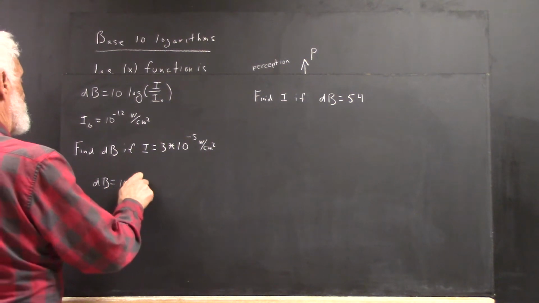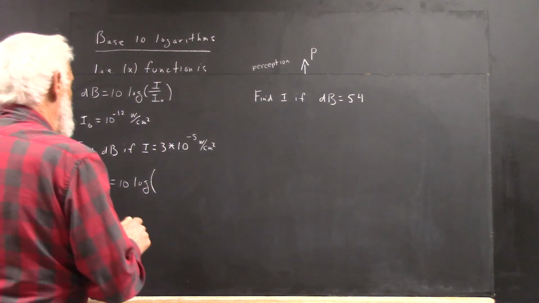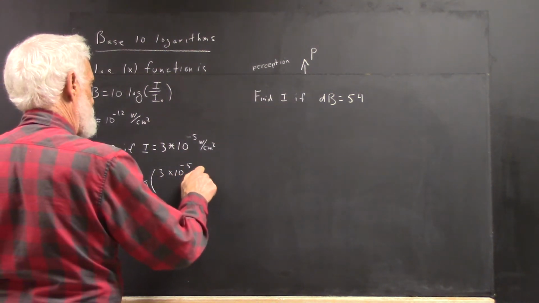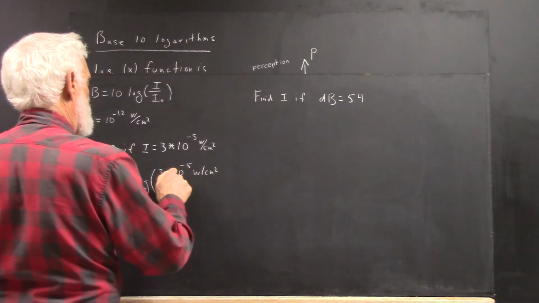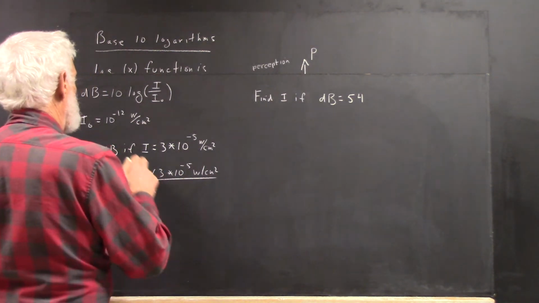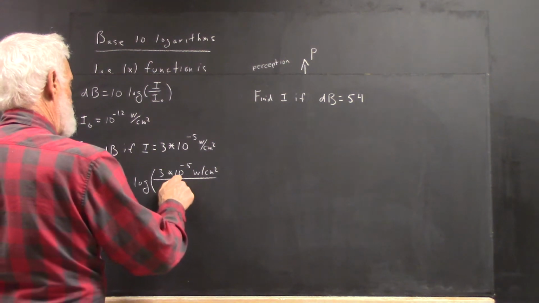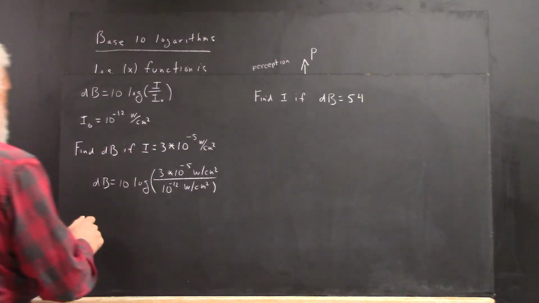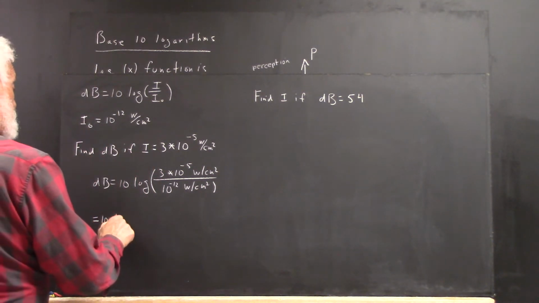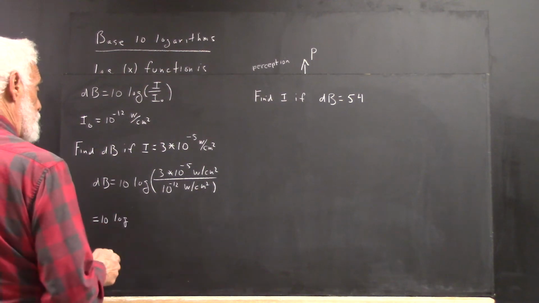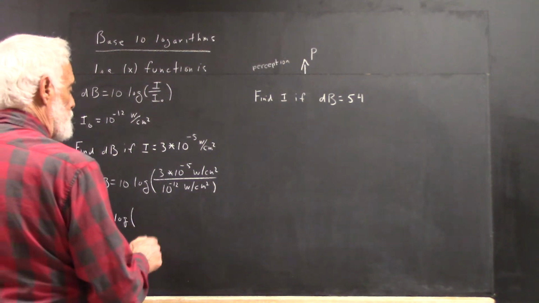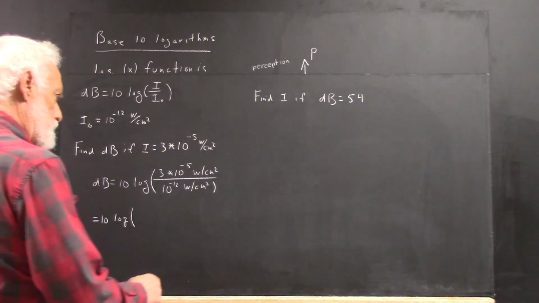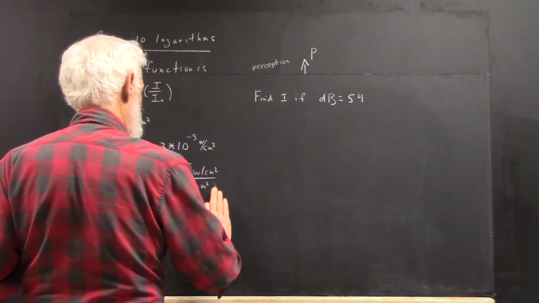Decibel is 10 times the log of 3 times 10 to the negative fifth watts per square centimeter divided by I naught, which is 10 to the negative 12 watts per square centimeter. That's equal to 10 times the log of 3 times 10 to the negative fifth. Those parentheses are in a weird place, aren't they?